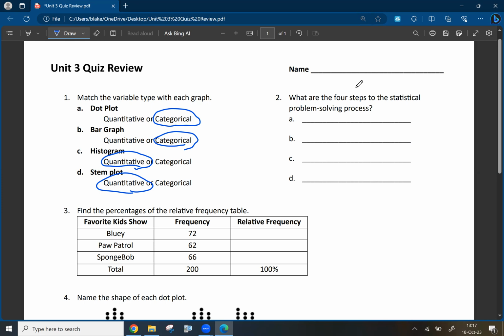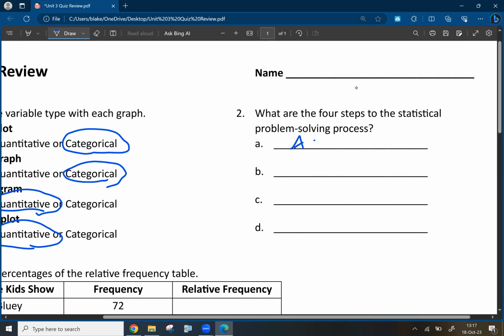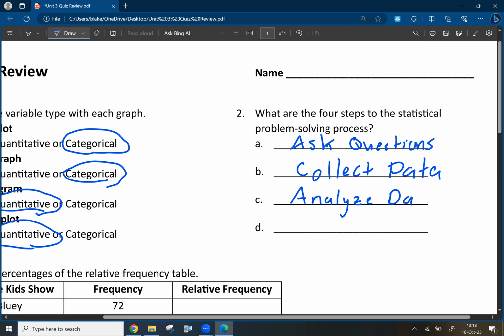Okay, so the first step is, remember, to ask questions. The second step is to collect data. Step 3 is to analyze the data. And step 4, finally, is to interpret the results.